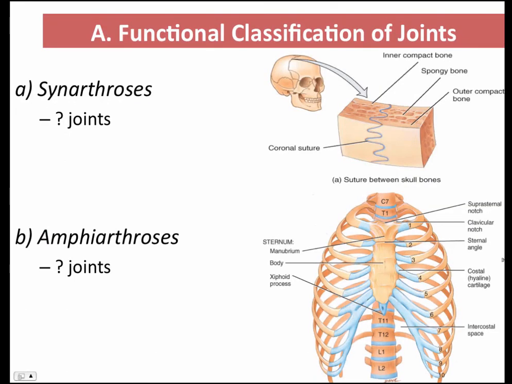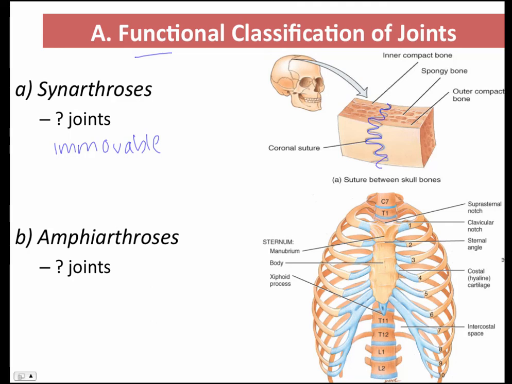So the first way we're going to look at is the functional classifications. The first one is a synarthrosis, and these are immovable joints. Functional, once again, being the amount of movement. So these are immovable, and these ones cannot move at all. These are the sutures that we had within our skull.